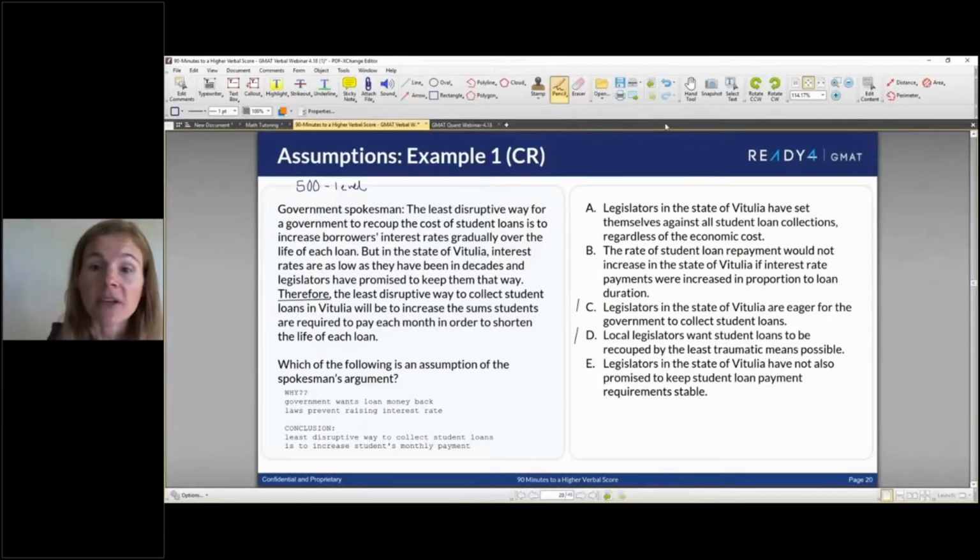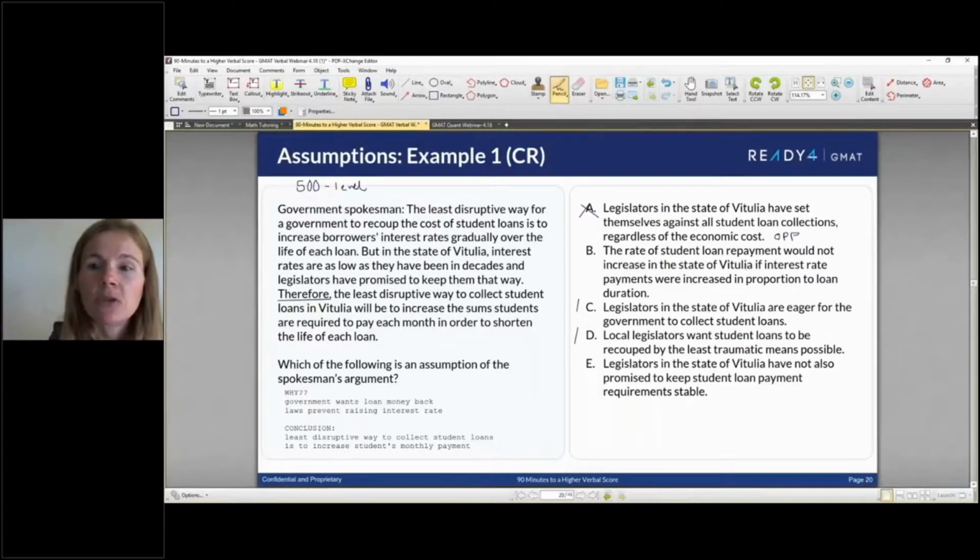But let's go through our answer choices, and we are going to use the process of elimination now to go from the worst answer to eventually the best answer. So people pick C and D, so we'll hold on to those. A, let's look at A. Legislators in the state of Vitulia have set themselves against all student loan collections regardless of the economic cost. Well, this doesn't answer the question, right? This is all about how they're going to get their money back. So the assumption here is certainly not that they don't want to get the money back. This is really the opposite. This doesn't make any sense at all. So let's get rid of A.